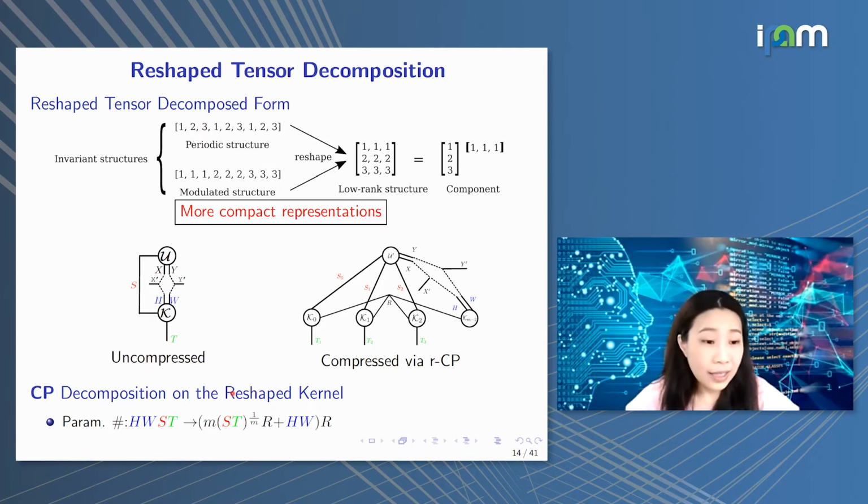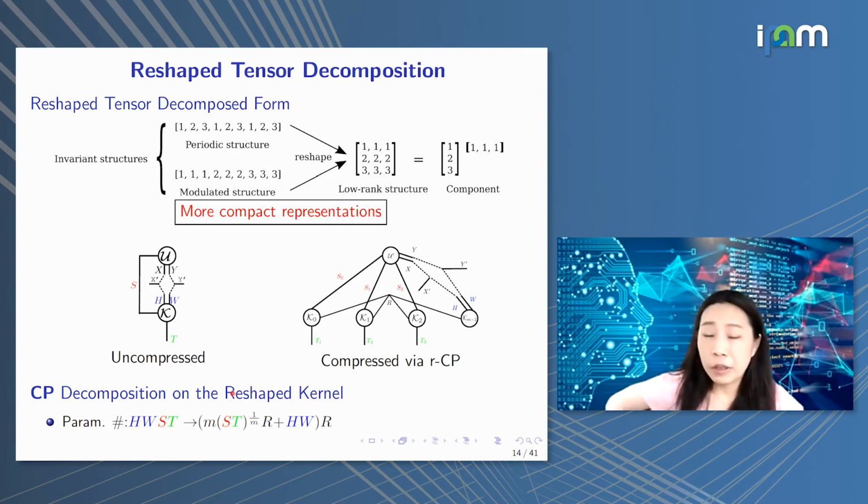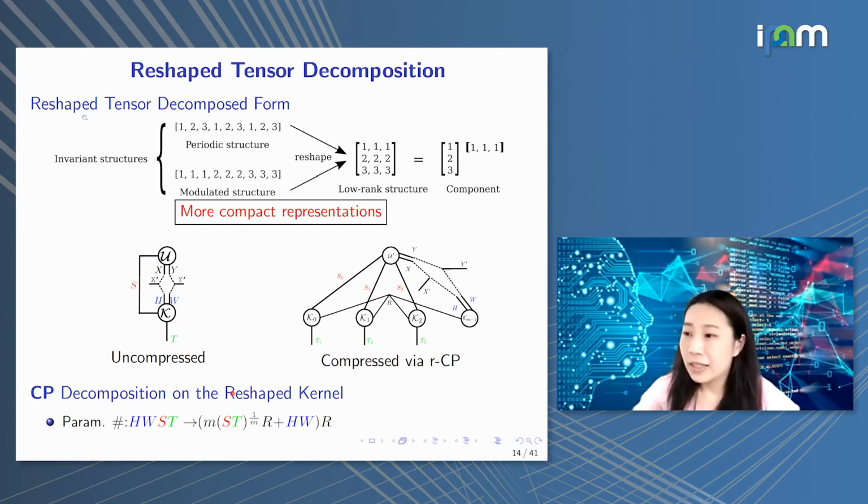The answer is yes, indeed. We tried a bunch of ideas, and one of them worked really well, which is a simple reshaping idea. The reshaping just says that, based on this very simple toy example, you can see you have some invariant structures. I have a toy example for you to see how we can utilize the power of reshaping to get low-rankness.